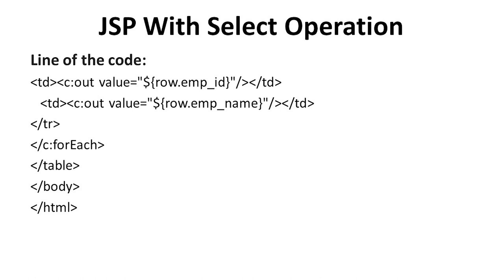In the td tag, c:out value ${row.employee_id}, we close the td tag. In the next line, td tag, we use c:out value ${row.employee_name}, and we close the td tag. And we also close the tr tag, and we close c:forEach. And in the next line, we close the table, and the next line we close the body, and finally we close the html. So this is the whole JSP code with the select operation.